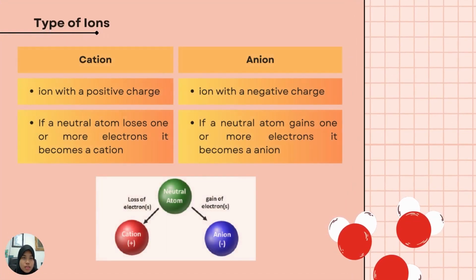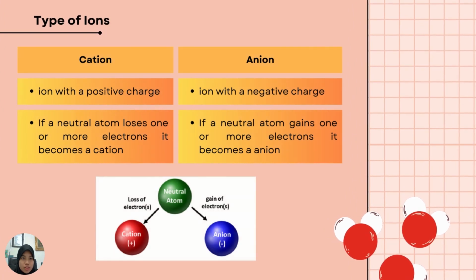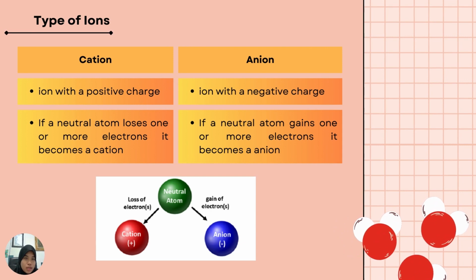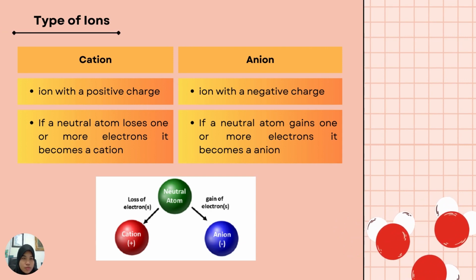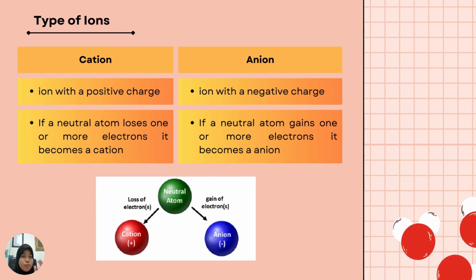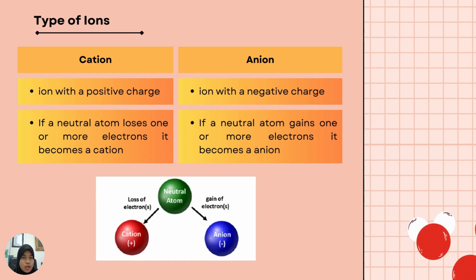So here, we have the types of ions. We have two types. The first one is the cation, which is an ion with a positive charge. It means if a neutral atom loses one or more electrons, it becomes a cation. And the second one is the anion, which is an ion with a negative charge. It means if a neutral atom gains one or more electrons, it becomes an anion.